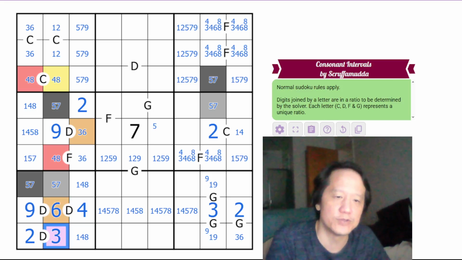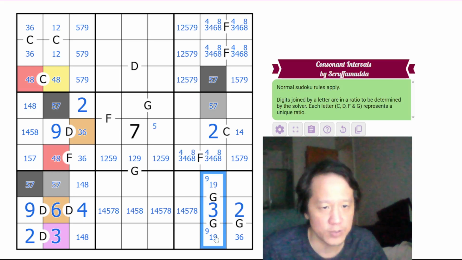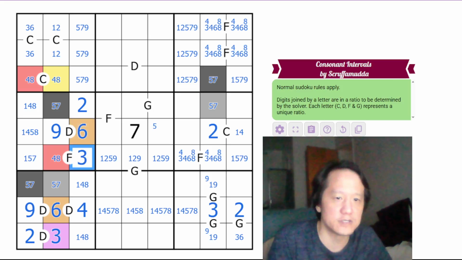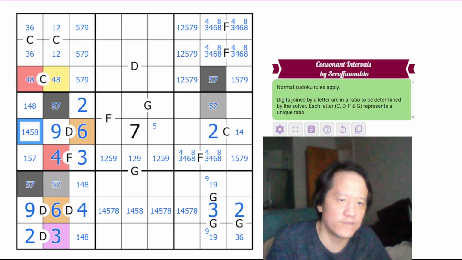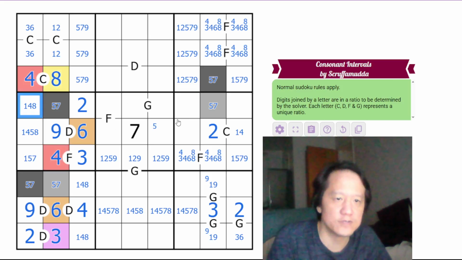This is 2 and 3. D is a 2 to 3 ratio. G is a 1 to 3 ratio. So this must be a 6 also. This is 6. This is 3. F is in a 3 to 4 ratio. So this is 3 and 4. This 4 eliminates 4 here. So this is 8. This is 4.